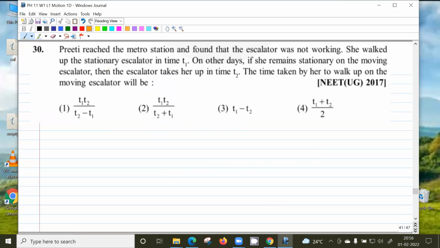So you have to draw a figure. The escalator will look like this. When the escalator is not working, she will walk like this, she will climb the escalator like this. That takes time T1. And when the escalator is moving, she is standing on one step, so it takes time T2. She walked up the escalator in time T1, and on the other day she remains stationary.